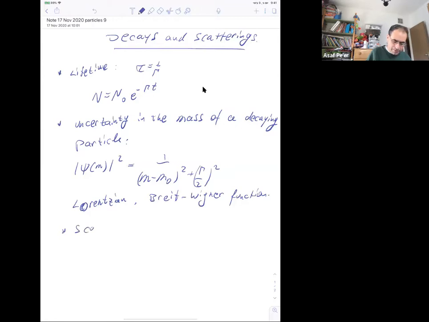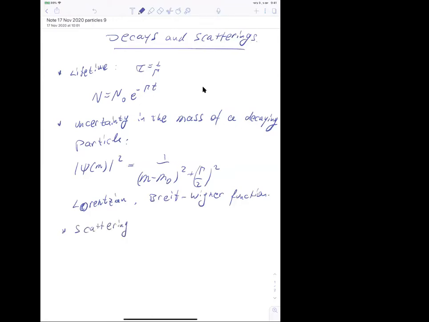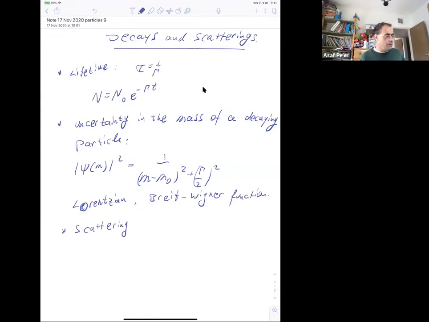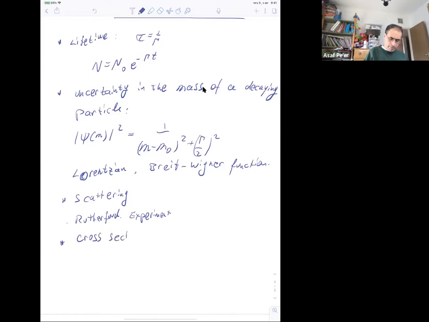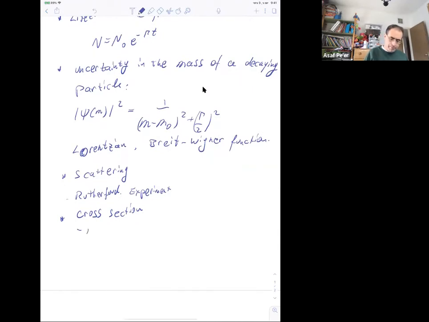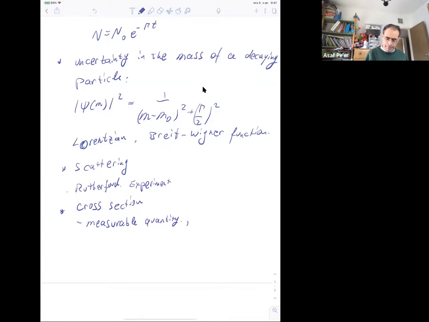We started to speak a little bit about scattering. We discussed a little bit about the classical Rutherford scattering experiment. And we introduced the concept of a cross section, which is a measurable quantity and has dimensions of area. And of course, most importantly, we can calculate it theoretically. So this is a way of connecting the theory and the experiments.